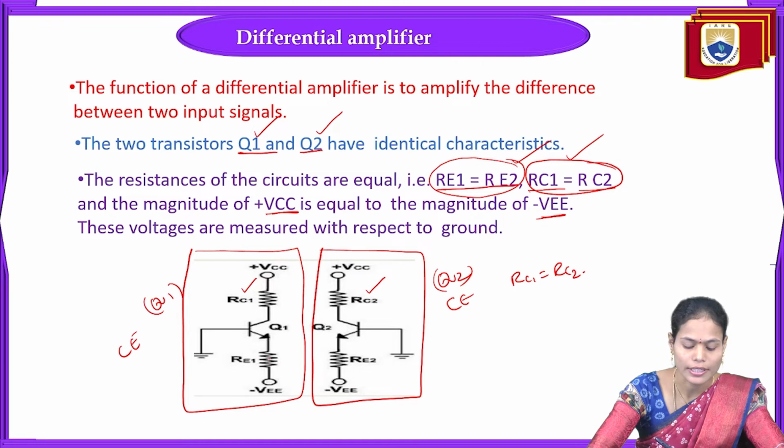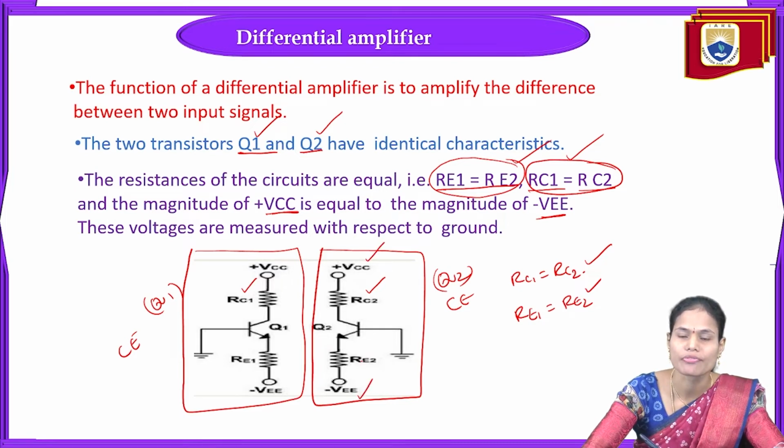And similarly, the emitter resistance of the first transistor is RE1 and the emitter resistance of the second transistor is RE2. Those should also be equal here. And the VCC voltage as well as VE voltage values are also equal here. So that we can say these two transistors have identical characteristics. So these particular transistors we can utilize to design the differential amplifier circuit.